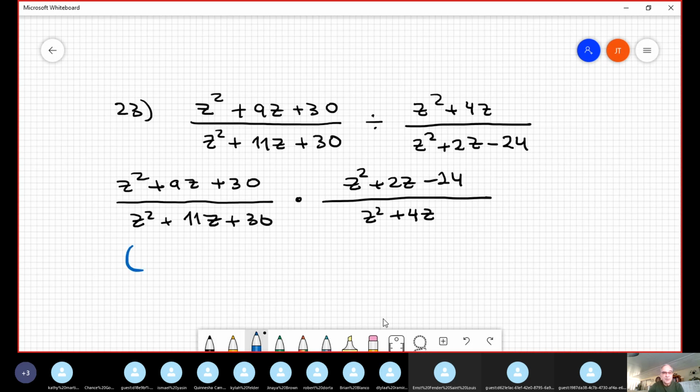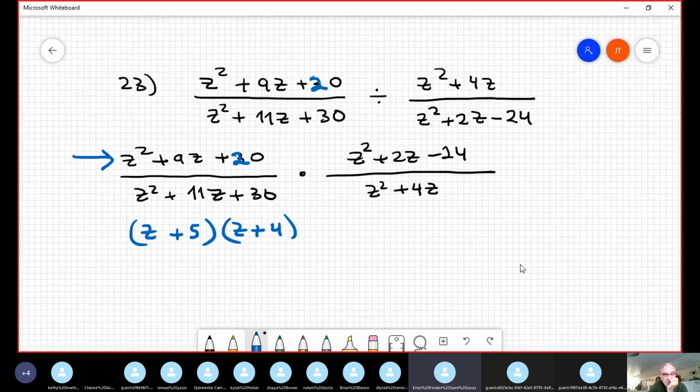Okay, the first, this one is c squared plus 9c plus 30... so it's 5 and 4. No, 5 times 4 is 20. This is 20. You're right, 5 and 4, plus, plus. I agree. I am doing well with the sign.